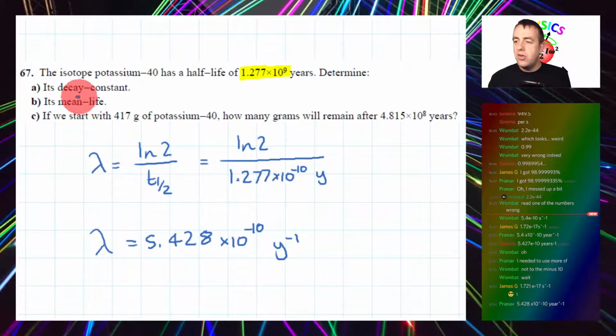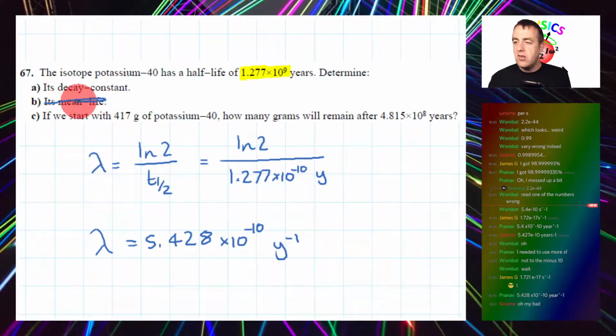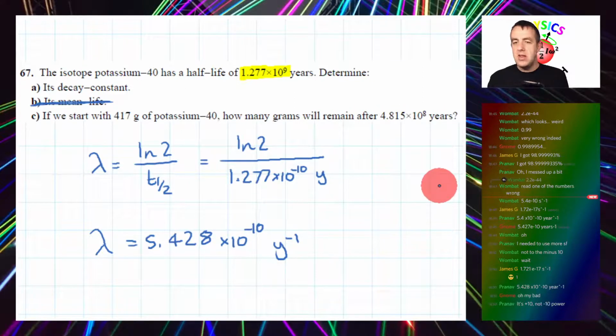Now, I'm going to ignore this bit here. It's mean life. That's not something that appears in A-level specs, so we're going to completely ignore that. We're here to learn, Gnome. It's all good. So we're not going to look at mean life. Instead, we're going to look at, if we start with that much potassium 40, how many grams will remain after that many years?